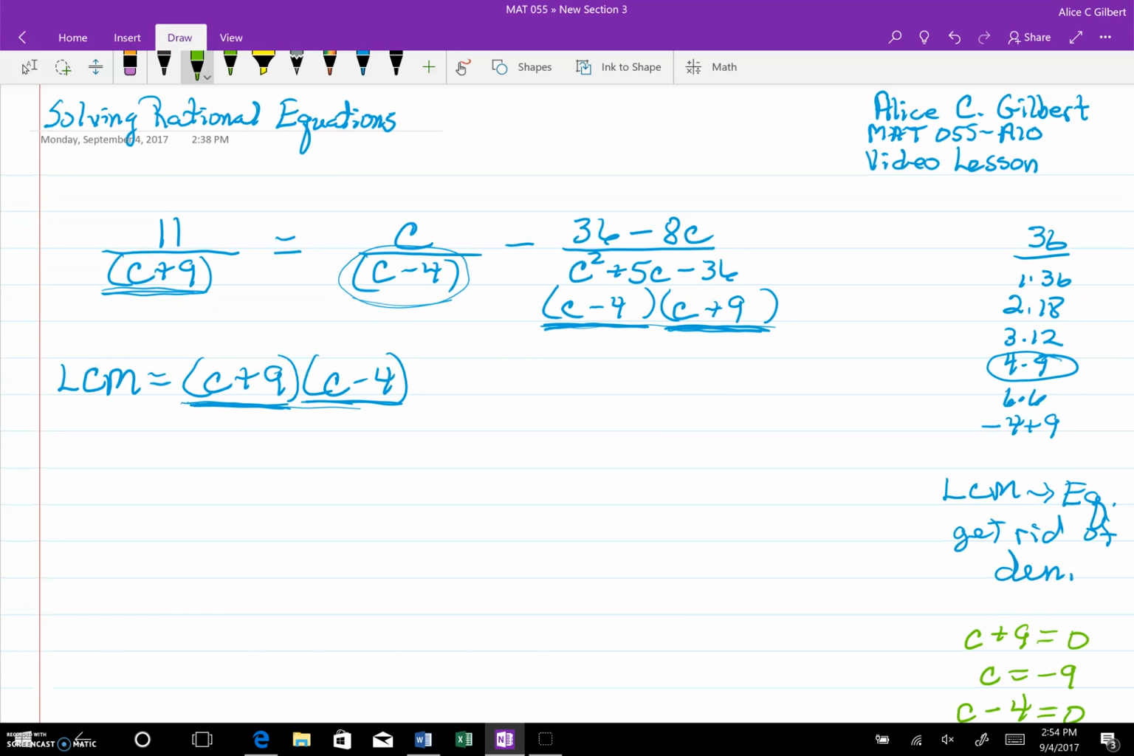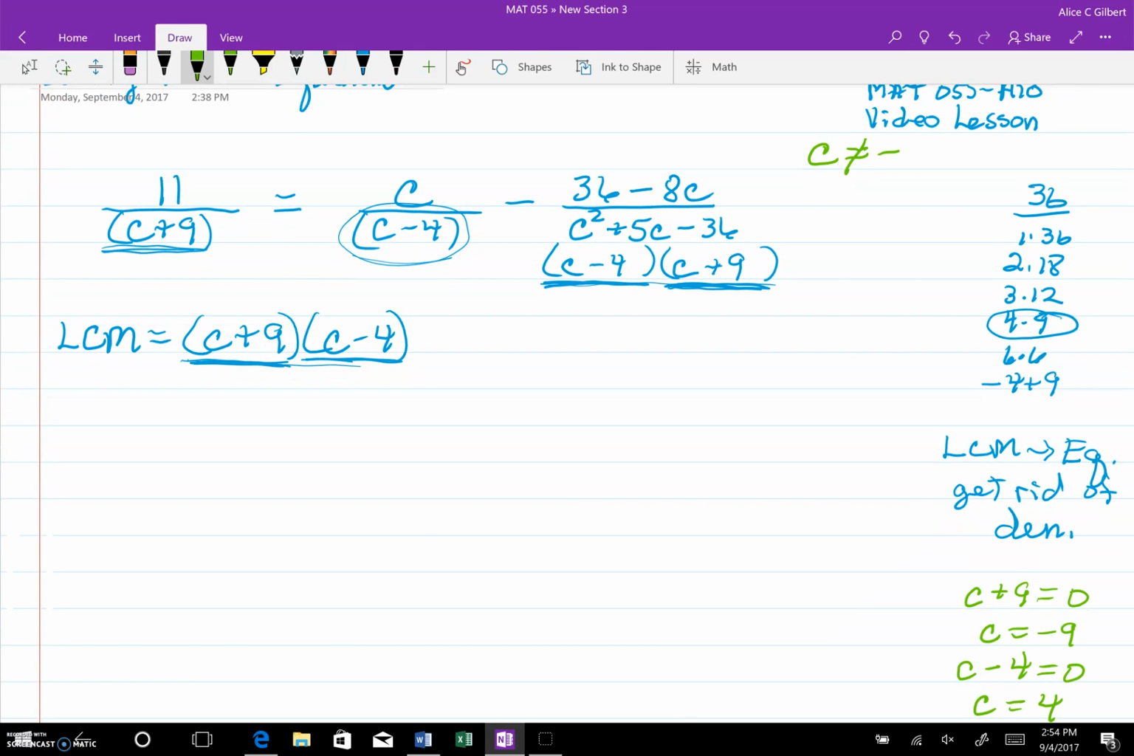I want to write c cannot equal negative 9 or positive 4. Now, why is that? Well, if I ended up with c being negative 9, when I put that negative 9 in here, negative 9 plus 9 equals 0. And can I ever have 0 in the denominator? Absolutely not. That's undefined. So whatever my answer comes out to be, it cannot be negative 9.